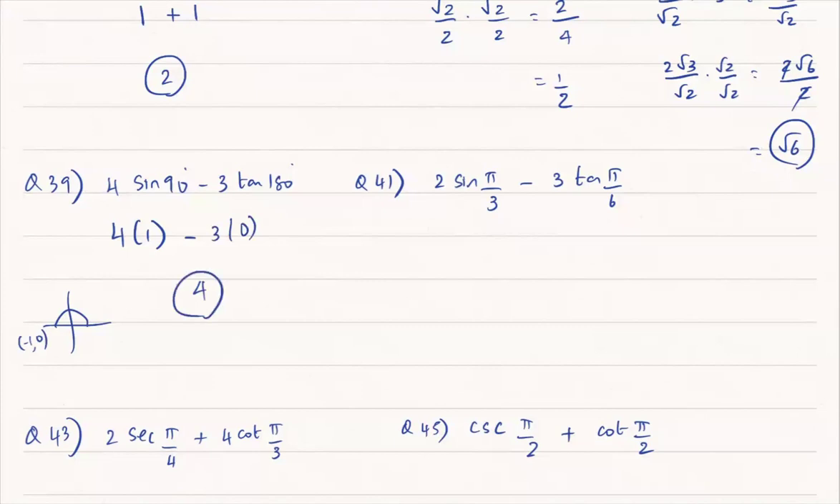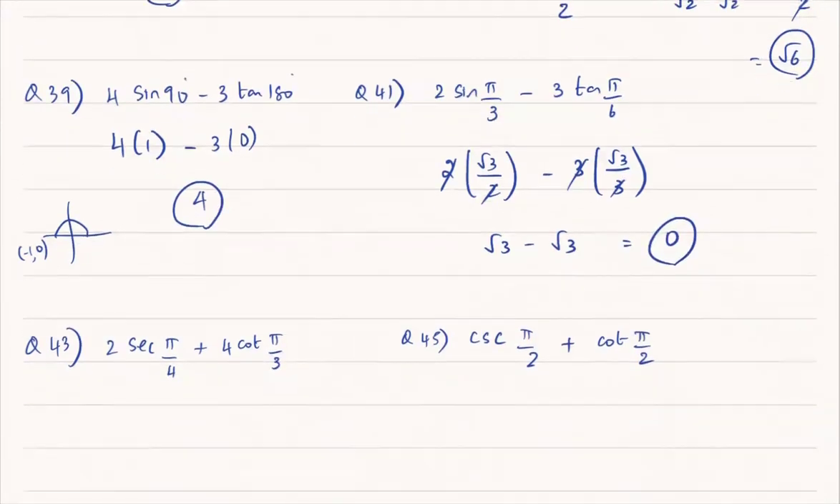2 sine pi over 3. Sine pi over 3 is root 3 over 2, minus tan pi over 6, which is root 3 over 3. So 2 and 2 get cancelled, 3 and 3 get cancelled. Root 3 minus root 3 is 0.